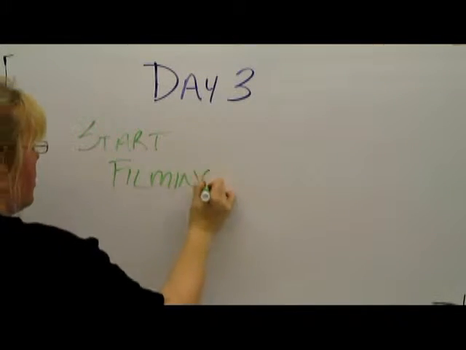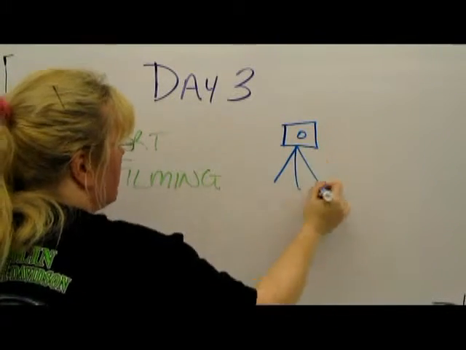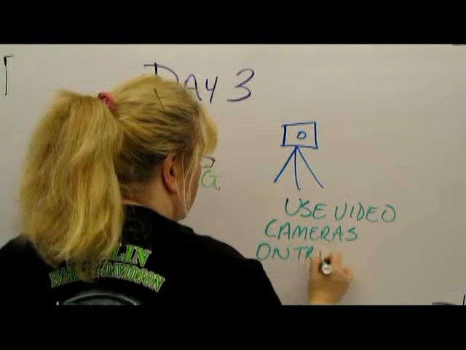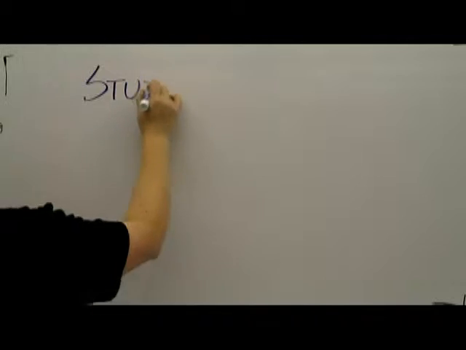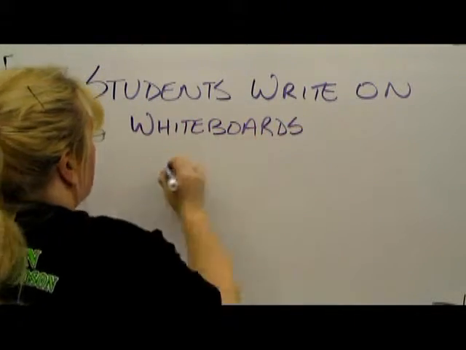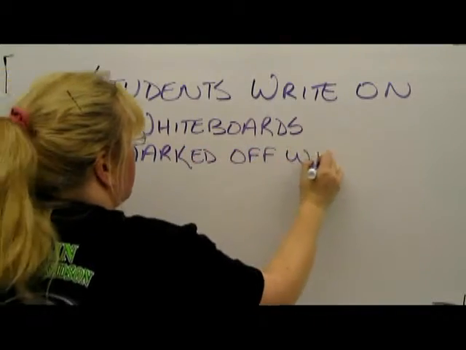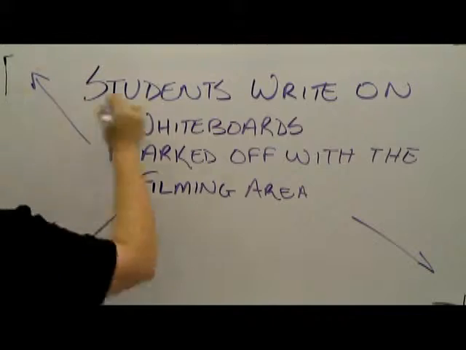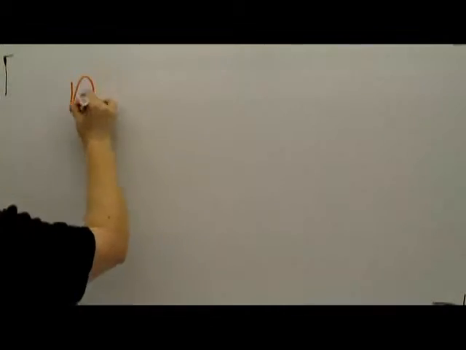Day 3, they're going to start filming. For that, they're going to use video cameras on tripods. The students are going to write on a whiteboard, much like what you see me doing here. It's the exact same thing. And they're going to be marked off on the areas of the edge so they know not to write beyond that for the filming.